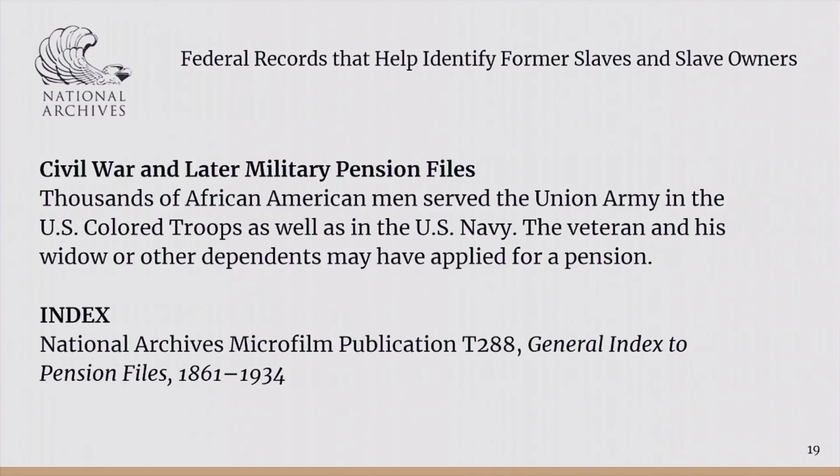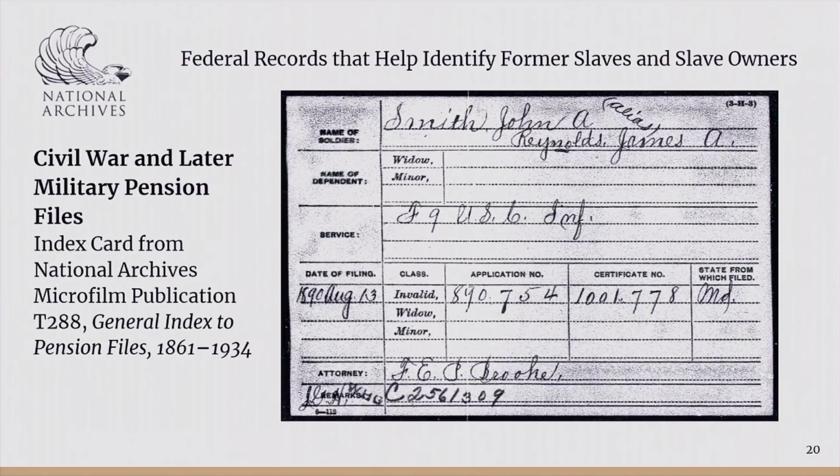There are a couple indexes to pension files. One of them, National Archives Microfilm Publication T288, General index to pension files, is found online on a couple of websites. And when you find that index online, this is what you see. There are individual cards. Here's an index card for John Smith, whose alias is James A. Reynolds. He served in Company F of the 9th U.S. Colored Troops Infantry. You see that he filed for his pension on August 13, 1890.